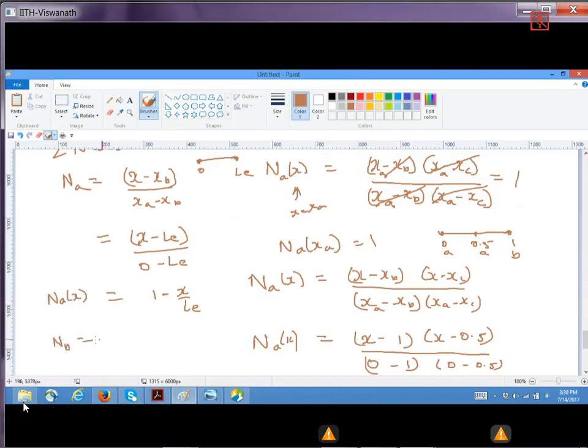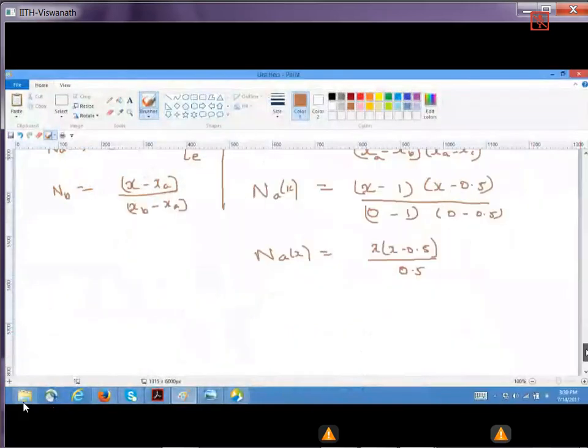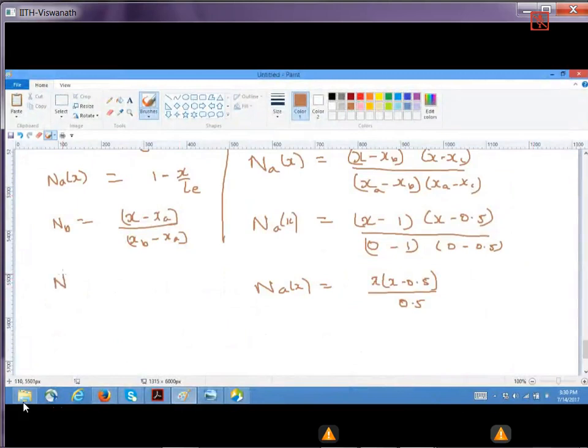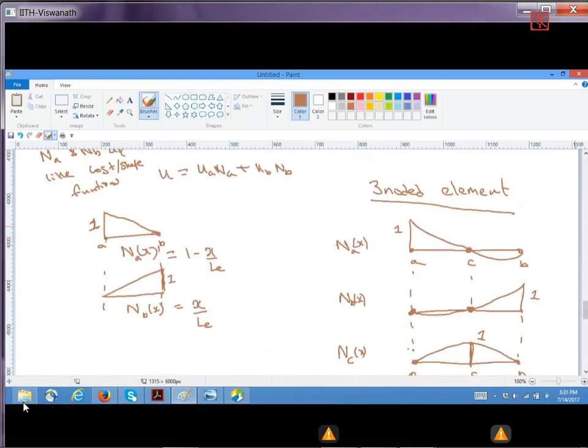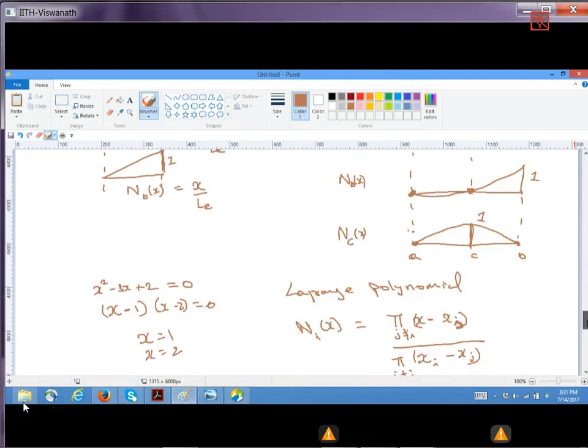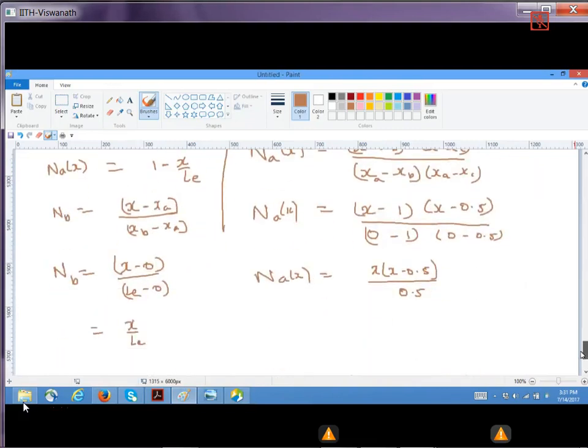Similarly, let me write Nb, which is (x minus xa) divided by (xb minus xa). I can show that Nb equals (x minus 0) divided by (le minus 0), which equals x by le. Earlier I derived x by le as Nb and 1 minus x by le as Na in a different manner, and here they come out the same using Lagrange polynomials. These are called Lagrange polynomials.